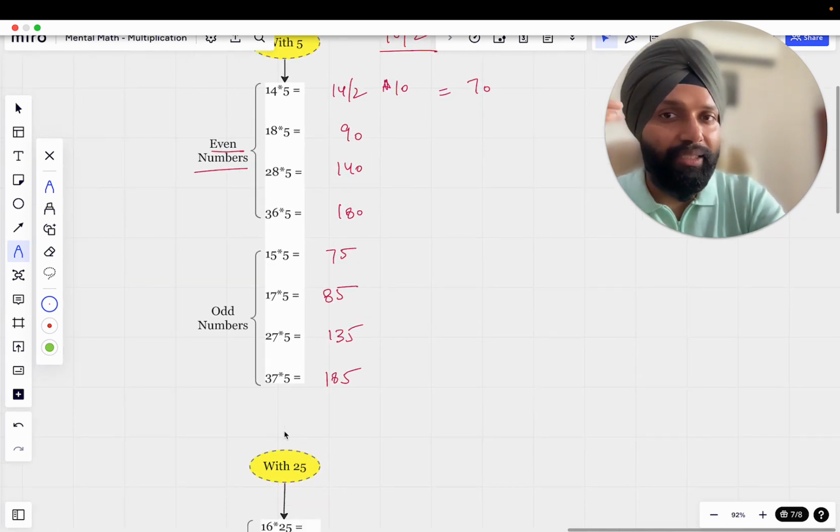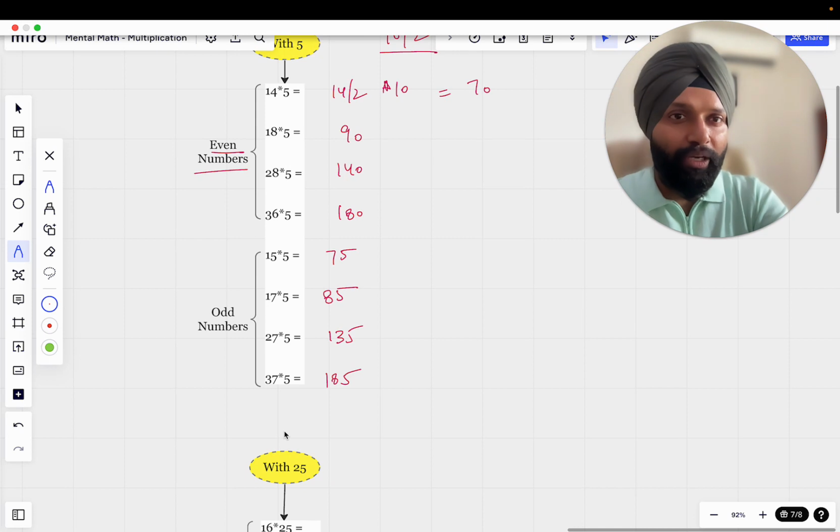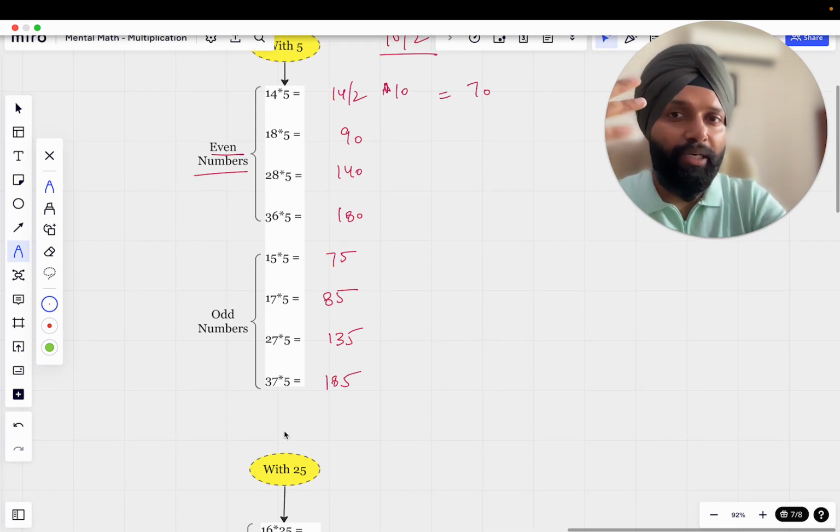As you can see, there is no trick involved. I'm just looking at the problem differently. Instead of thinking in terms of multiplying with 5, I'm thinking in terms of multiplying by 10 by 2, and then I'm dividing by 2 and then multiplying with 10.